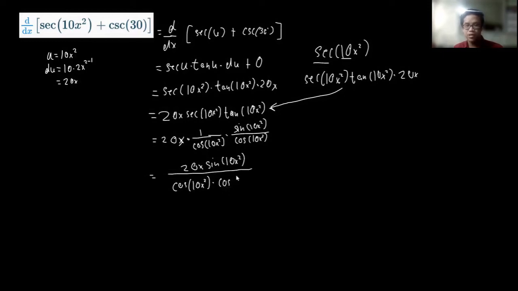And again, look at this one. Cosine 10x squared, and then we have another cosine of 10x squared. So meaning both of them are the same. The bases are the same, all right?